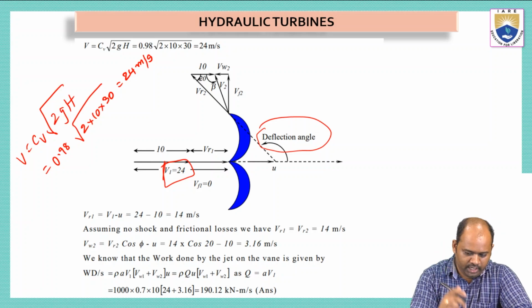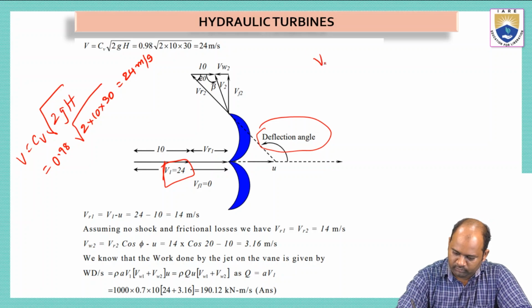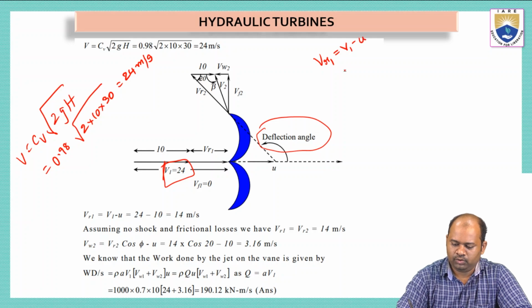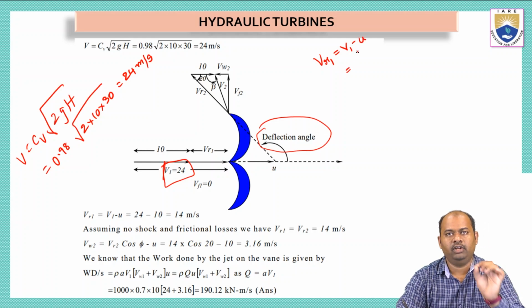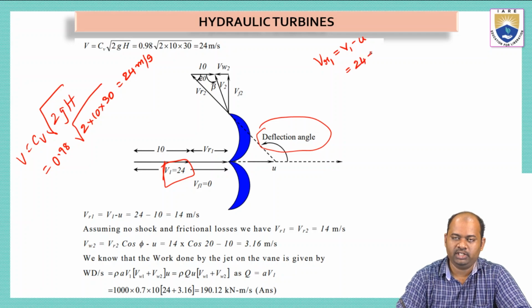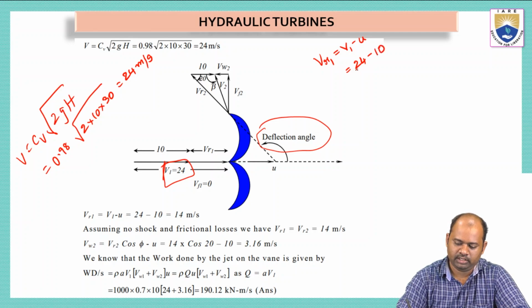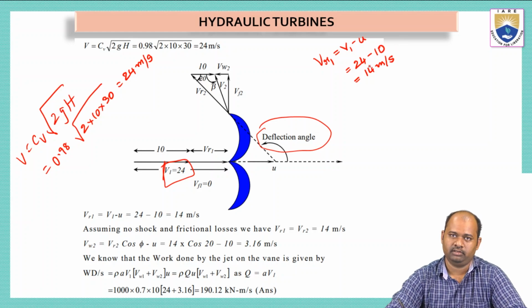Now if we take different velocities like VR1, if we want to calculate the relative velocity at inlet, it is taken as V1 minus U. Here V1 is nothing but the velocity at inlet. Just now we have calculated its value, about 24 minus U. U is the velocity of the bucket, which is given in the question. It is 10. So this will give you the value 14 meters per second. So this is the relative velocity at inlet.